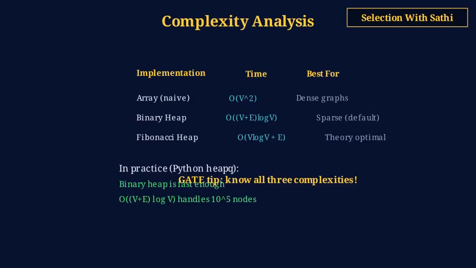To find the path from 0 to 4, start at node 4. Parent of 4 is 3. Parent of 3 is 1. Parent of 1 is 2. Parent of 2 is 0. Parent of 0 is -1, stop. We traced 4, 3, 1, 2, 0. Reverse it: 0, 2, 1, 3, 4. That is the shortest path with total cost 7. This parent array technique works for any single source shortest path algorithm.